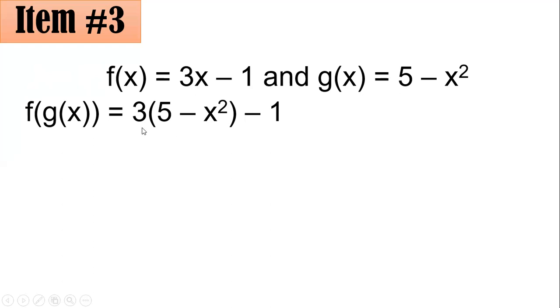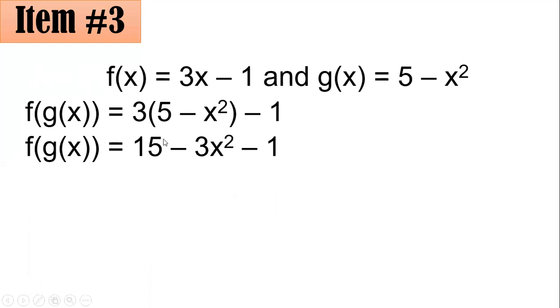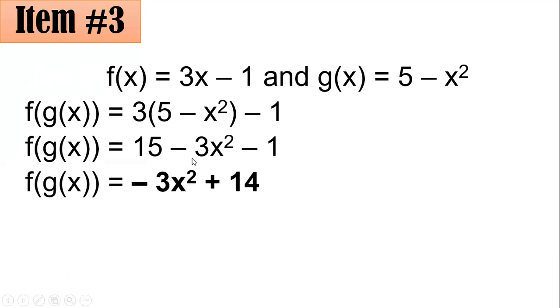Distributing here, performing algebraic operations now, we could multiply the 3 and the 5 minus x squared. That gives us 3 times 5, which is 15, and 3 times negative x squared, which is minus 3x squared, minus 1. And combining like terms and rearranging terms, we have negative 3x squared plus 15 minus 1, that's plus 14. Hence, letter C is the correct answer.